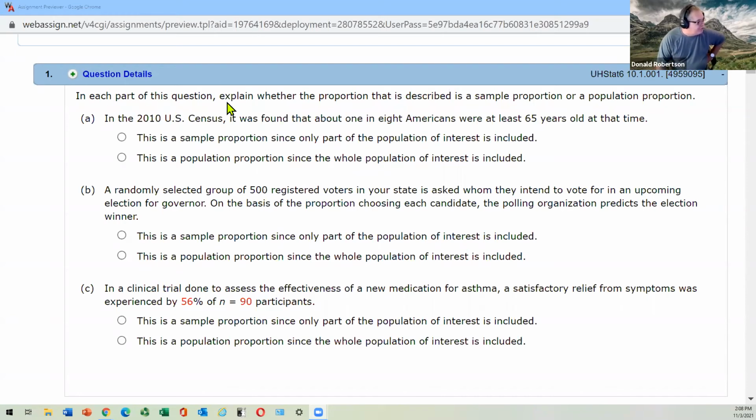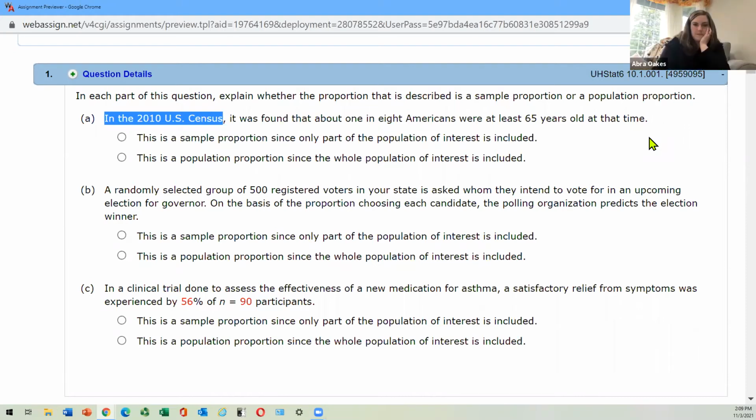So in each of these questions, explain whether the proportion that's being described is a sample proportion, that means you got the data from a sample, or is it a population proportion? And in the first one, in the 2010 US Census, it was found that 1 in 8 Americans was 65 or older. Okay, is that a sample proportion or a population proportion? Correct. What was the clue? The census. End of story, right? So you're not going to overthink these. But by the way, there are only 2 choices, right? So it's not like you've got a lot to pick from.